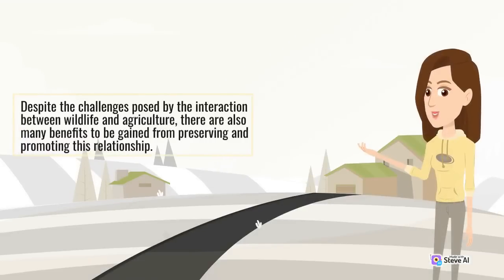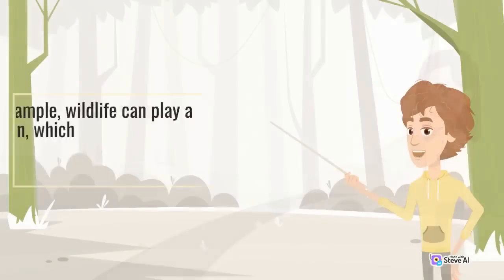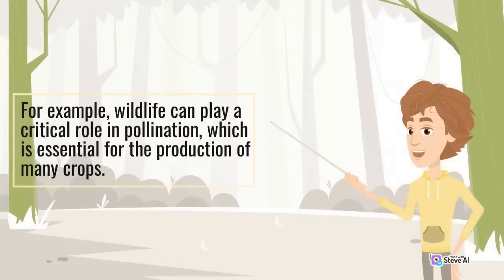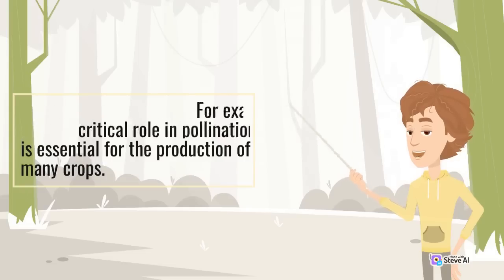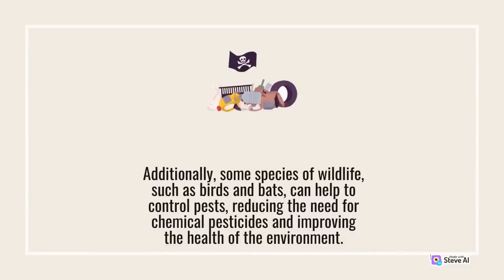Despite the challenges posed by the interaction between wildlife and agriculture, there are also many benefits to be gained from preserving and promoting this relationship. For example, wildlife can play a critical role in pollination, which is essential for the production of many crops. Additionally, some species of wildlife, such as birds and bats, can help to control pests, reducing the need for chemical pesticides and improving the health of the environment.